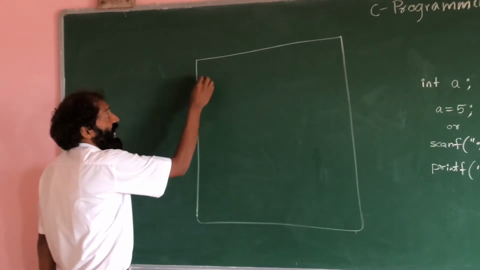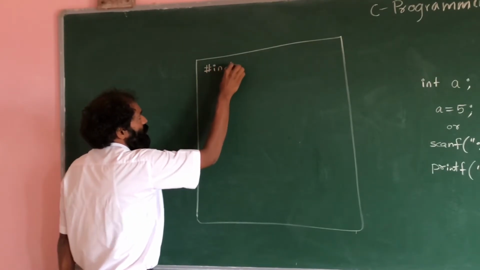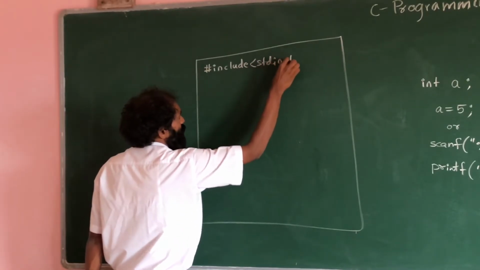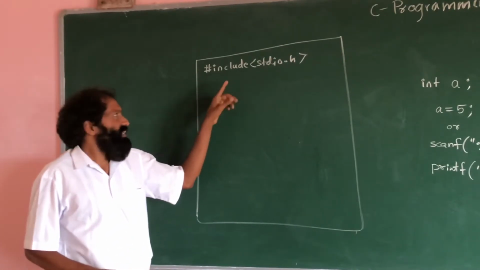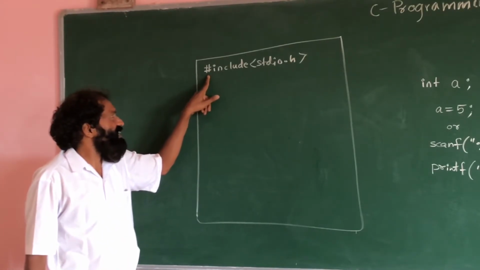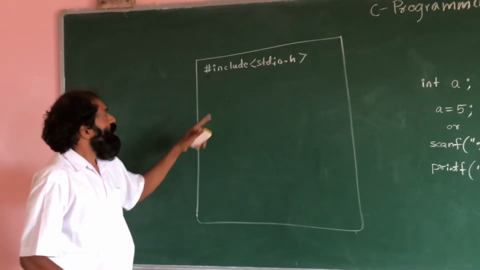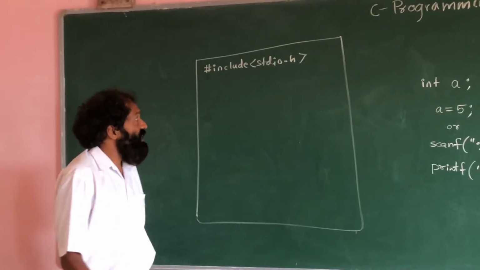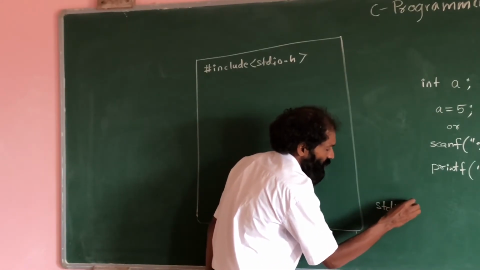Okay. First we need to write header files. Hash include stdio.h. We should write this. These are the rules. In this way only we have to write. Just remember, hash generally indicates an address or number. Okay, include. It means stdio.h.